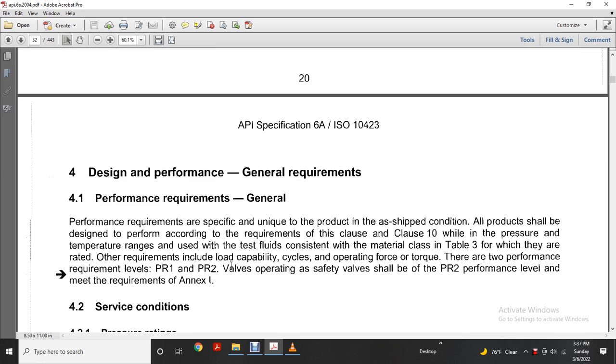And this clause, in clause 10, while in the pressure and temperature range with the test fluid consistent with the material class of Table 3 for which they are rated. Other requirements include load capability, cycle, and the operating force or torque. There are two performance requirement levels, PR1 and PR2. The requirement level 2 valves, operating and safety valves, shall be in performance level PR2 and meet the requirements of Annex F.